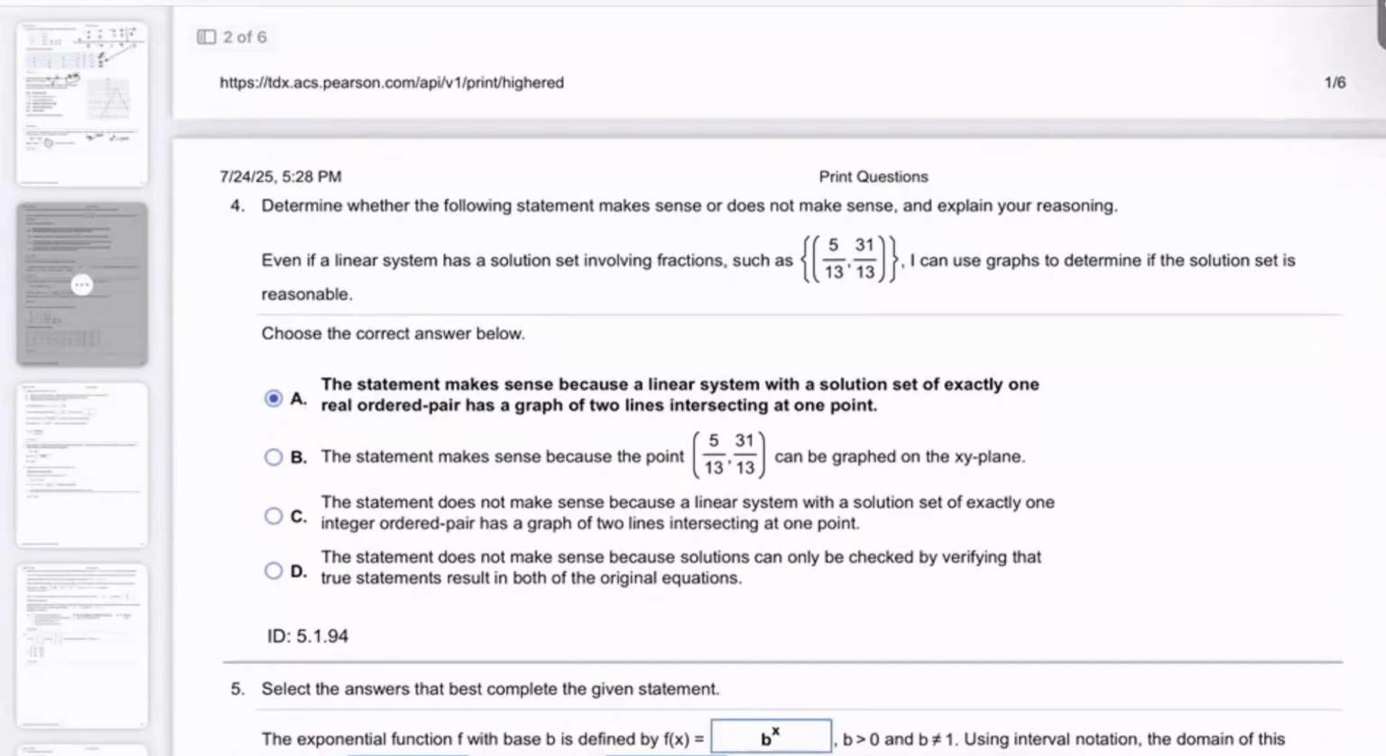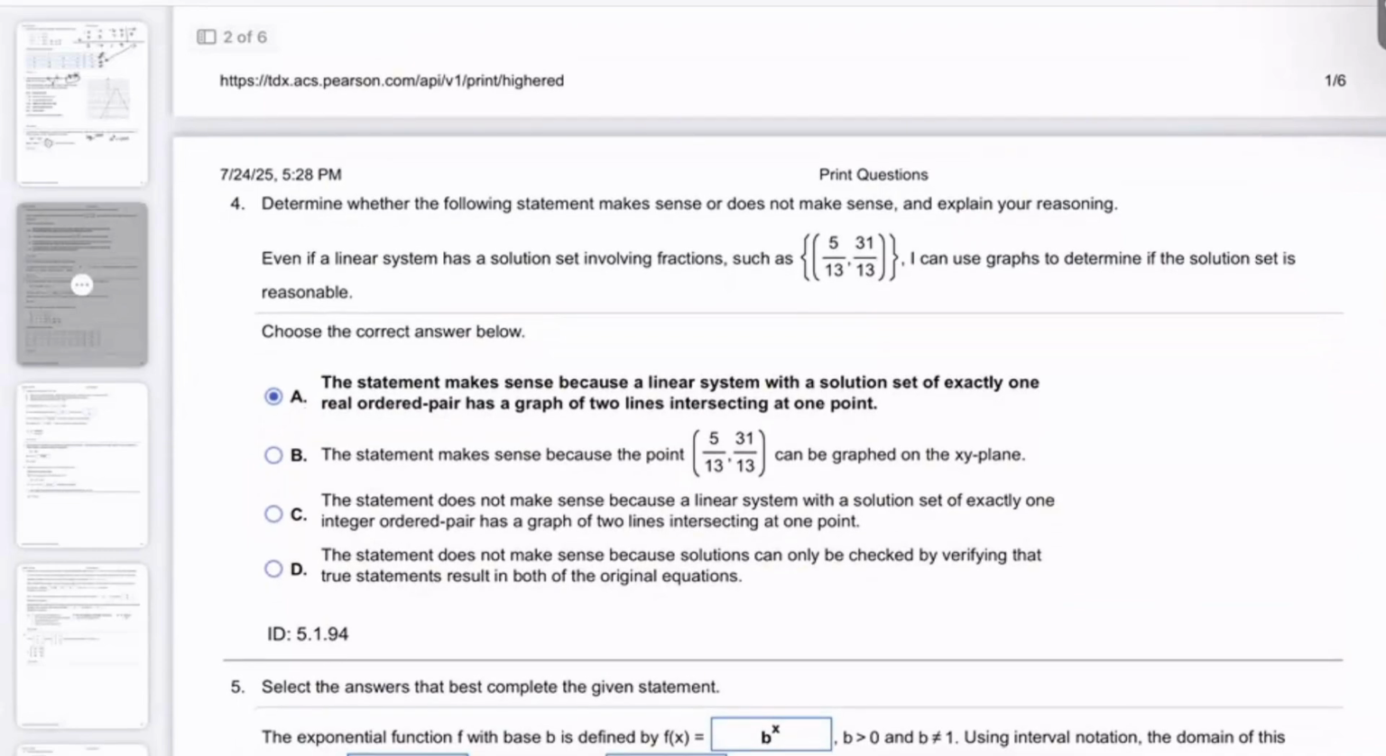For this one, it's to determine whether the following statement makes sense or does not make sense. So it says, even if a linear system has a solution involving fractions, I can use graphs to determine if the solution set is reasonable. And it says the statement makes sense because a linear system with a solution set of exactly one real ordered pair has a graph of 2 lines intersecting at one point.